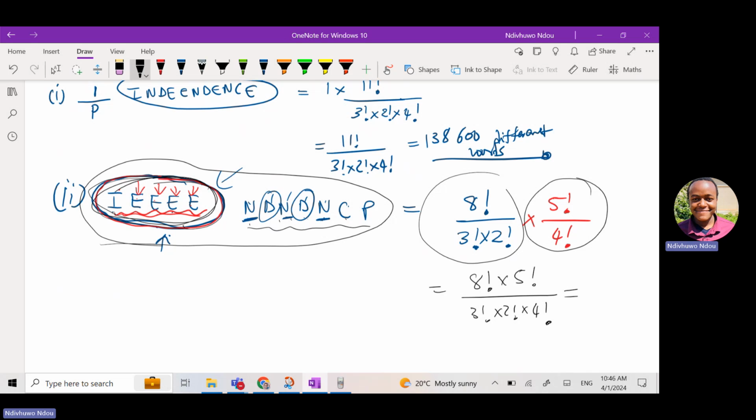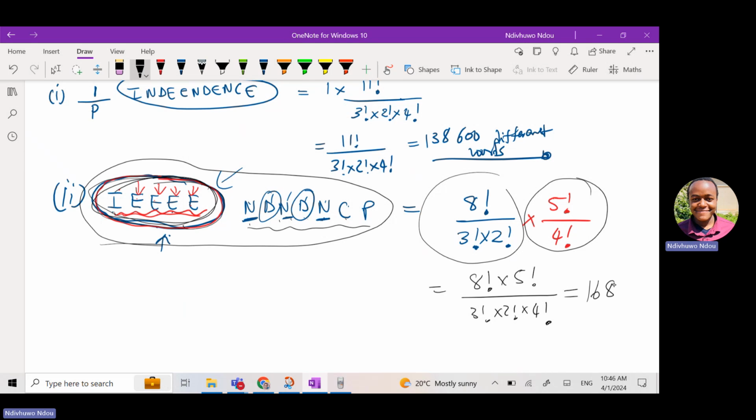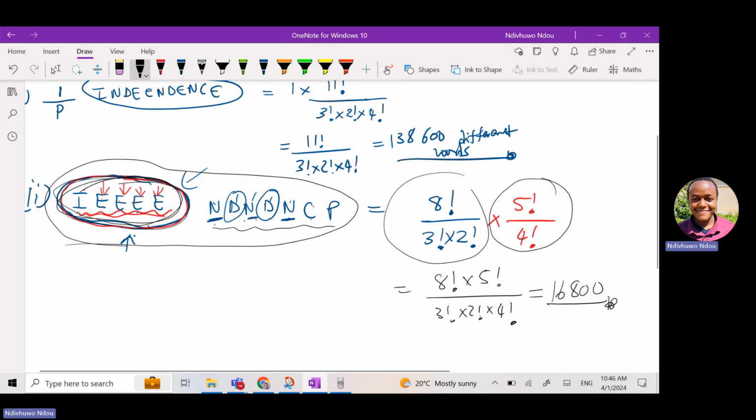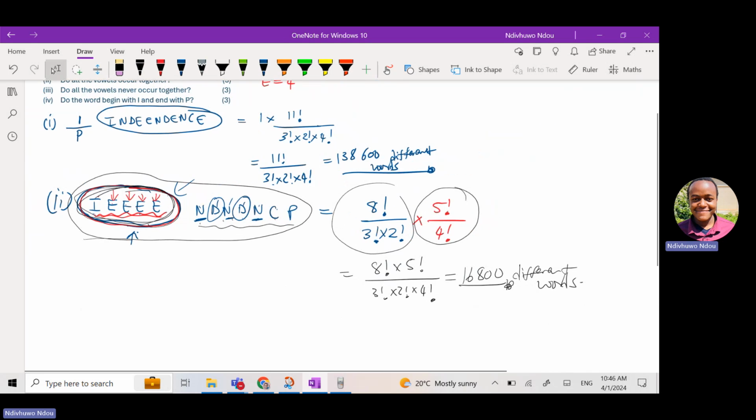So we can use a calculator to get the answer. It's 8 factorial times 5 factorial divided by 3 factorial times 2 factorial times 4 factorial. So the total number of words that can be formed is 16,800 words. That's quite a lot as well. So 16,800 different words can be formed. Okay, so that is it for number 2.